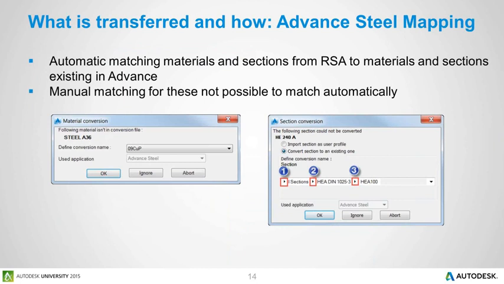The link tries to match both materials and sections automatically, but also allows for manual mapping of those that cannot be automatically linked. A click on the indicated arrows expands the drop-down list and allows you to select both the section type and the section catalogs.